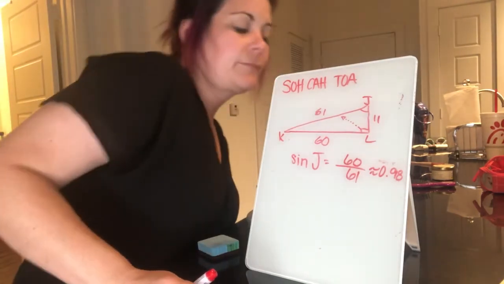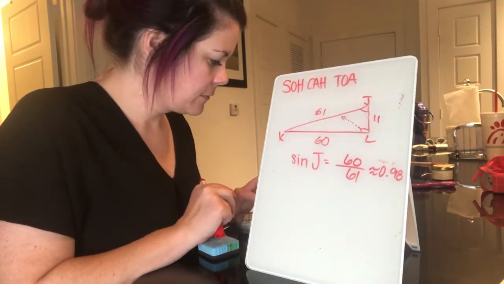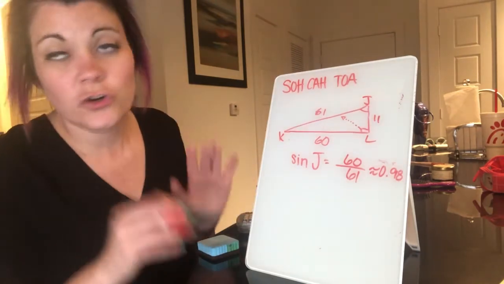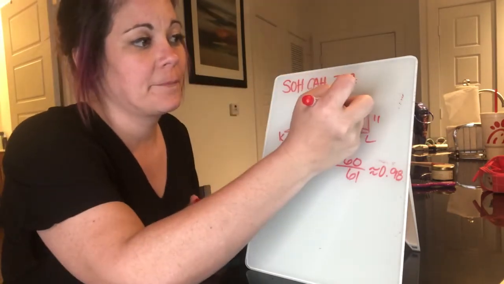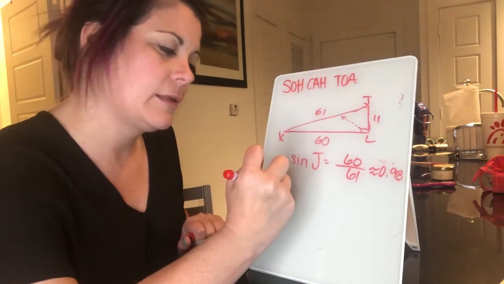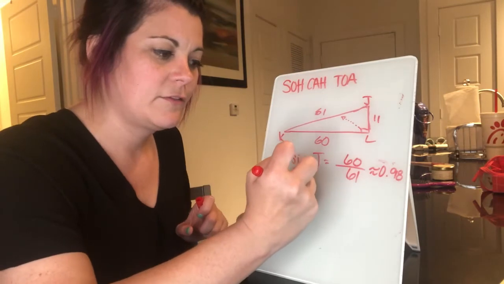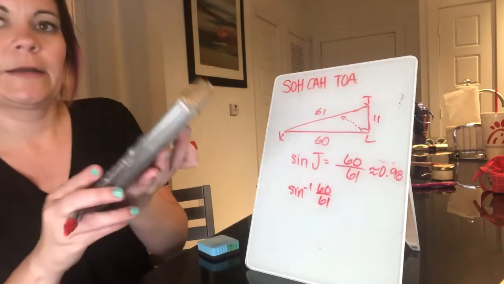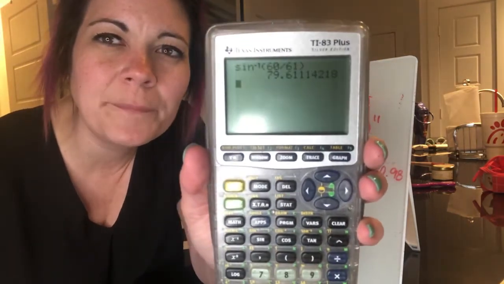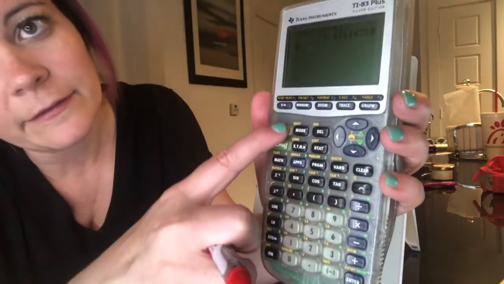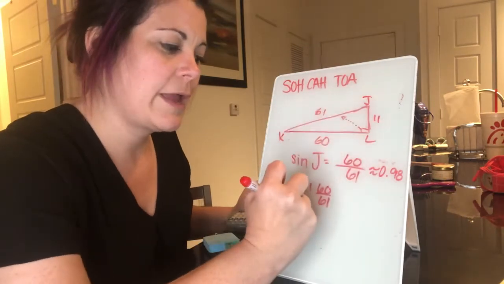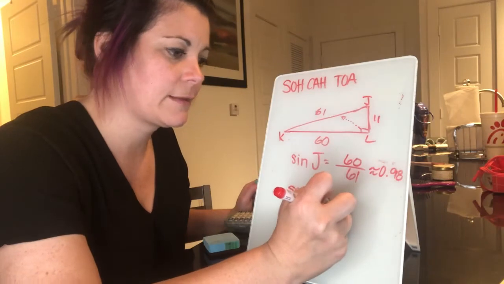And I'll show you something in just a minute. If I want to find the degree of J, I can do that by knowing the sine. When I'm trying to find a degree in my calculator, I always write the inverse of the trig ratio. So inverse sine of 60 divided by 61. In my calculator, I write 60 divided by 61, and the inverse of sine. If you can't find it, it's second, and then you push sine, and that's how you do the inverse. So second sine, and then 60 divided by 61, and you see that I get 79.61. So angle J is around 79.6 degrees, okay?